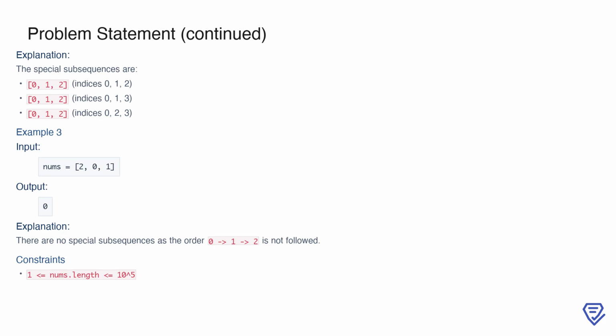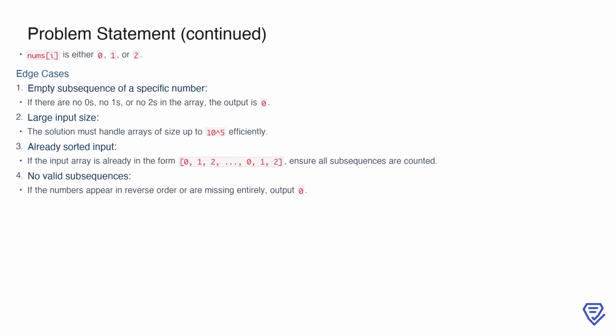Additionally, the problem comes with constraints to ensure that it can handle large input sizes efficiently. For instance, the length of the input array can be as large as 10^5, meaning the solution must be optimized for performance. The values in the array are restricted to 0, 1, and 2, which simplifies the problem space. However, edge cases need to be considered.